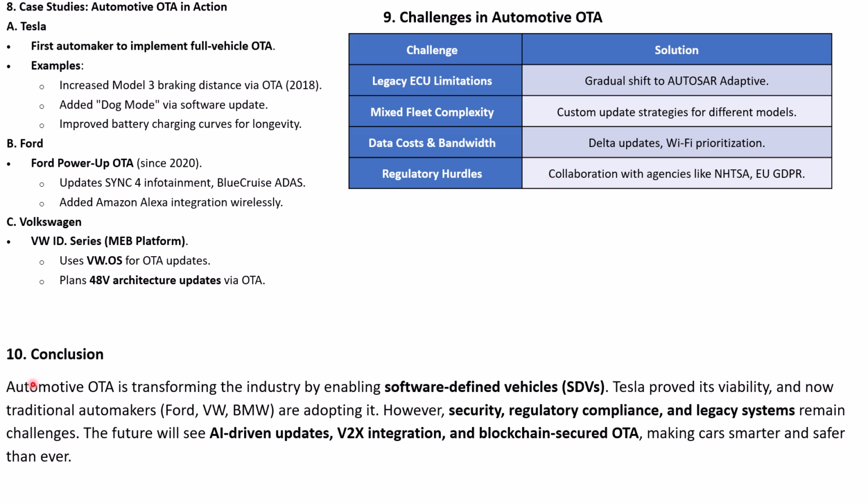Next comes the conclusion. Automotive OTA is transforming the industry by enabling software defined vehicles, and Tesla proved its viability. Now traditional automakers are adopting it. However, security, safety, regulatory compliance and legacy systems remain challenges. So OTA, as useful as it is, definitely has some challenges like security, regulatory compliance and legacy systems.